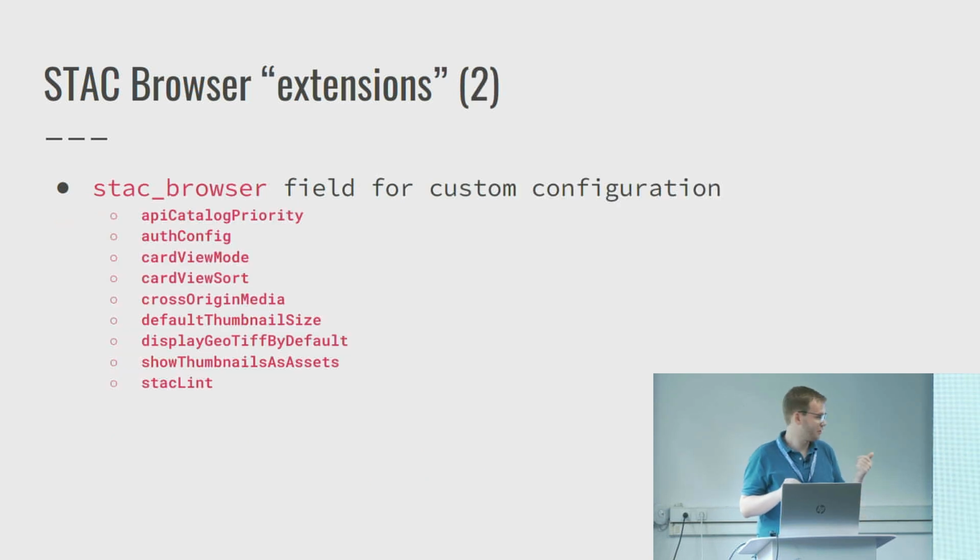And then that's what I already talked about. There are a couple of options that you can set in the STAC Browser field in the root catalog, and then it recognizes these options and optimizes it for your catalog, depending on how you want it to be.